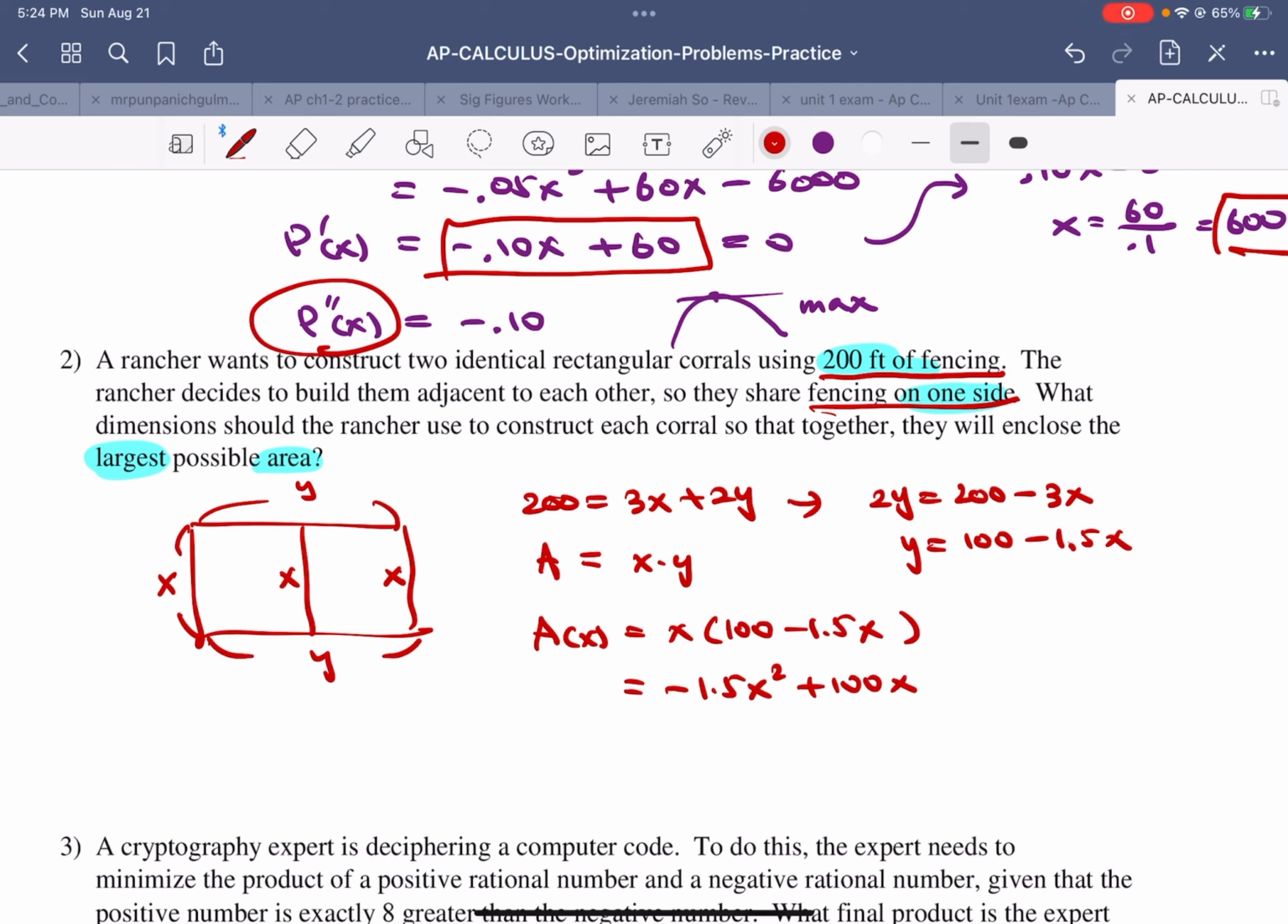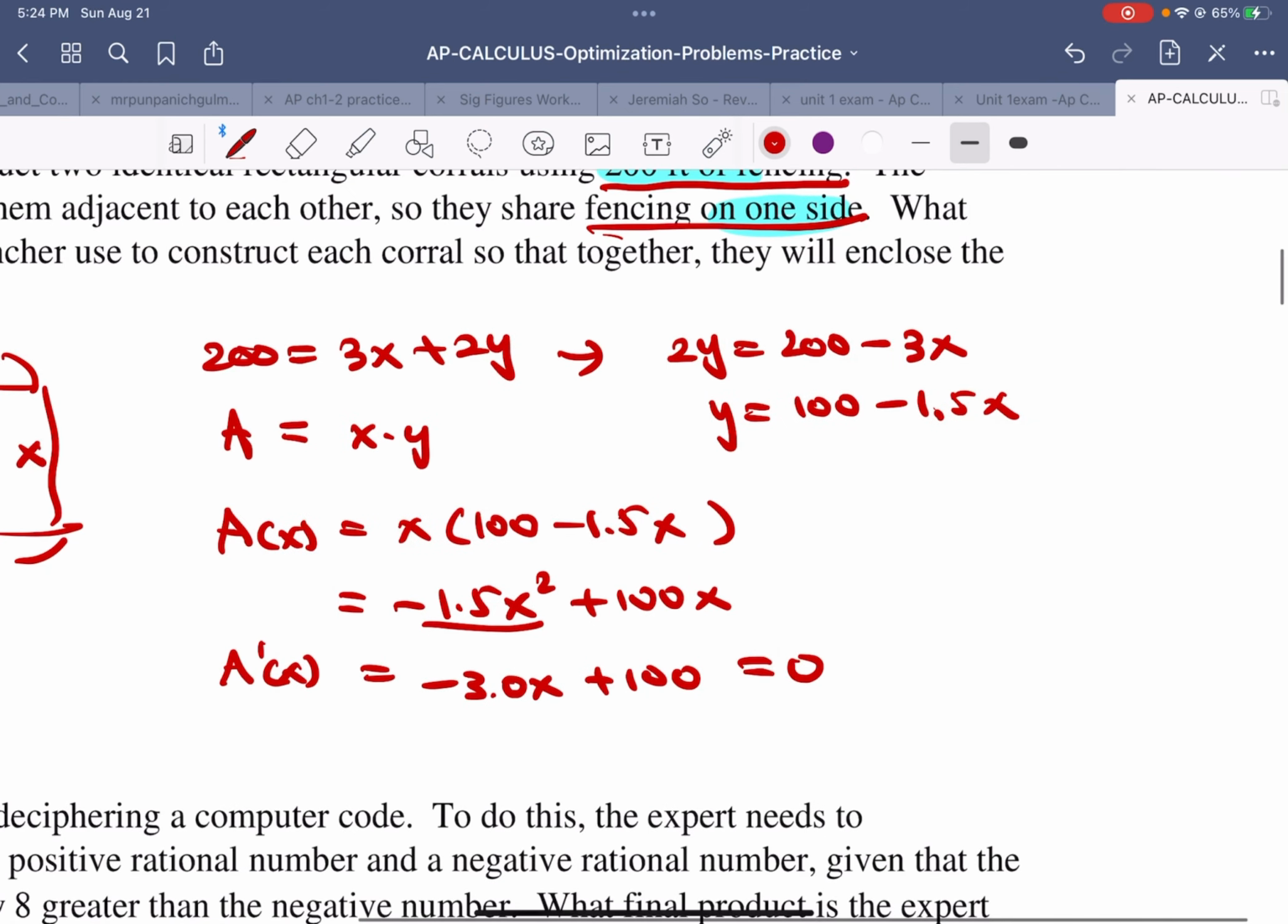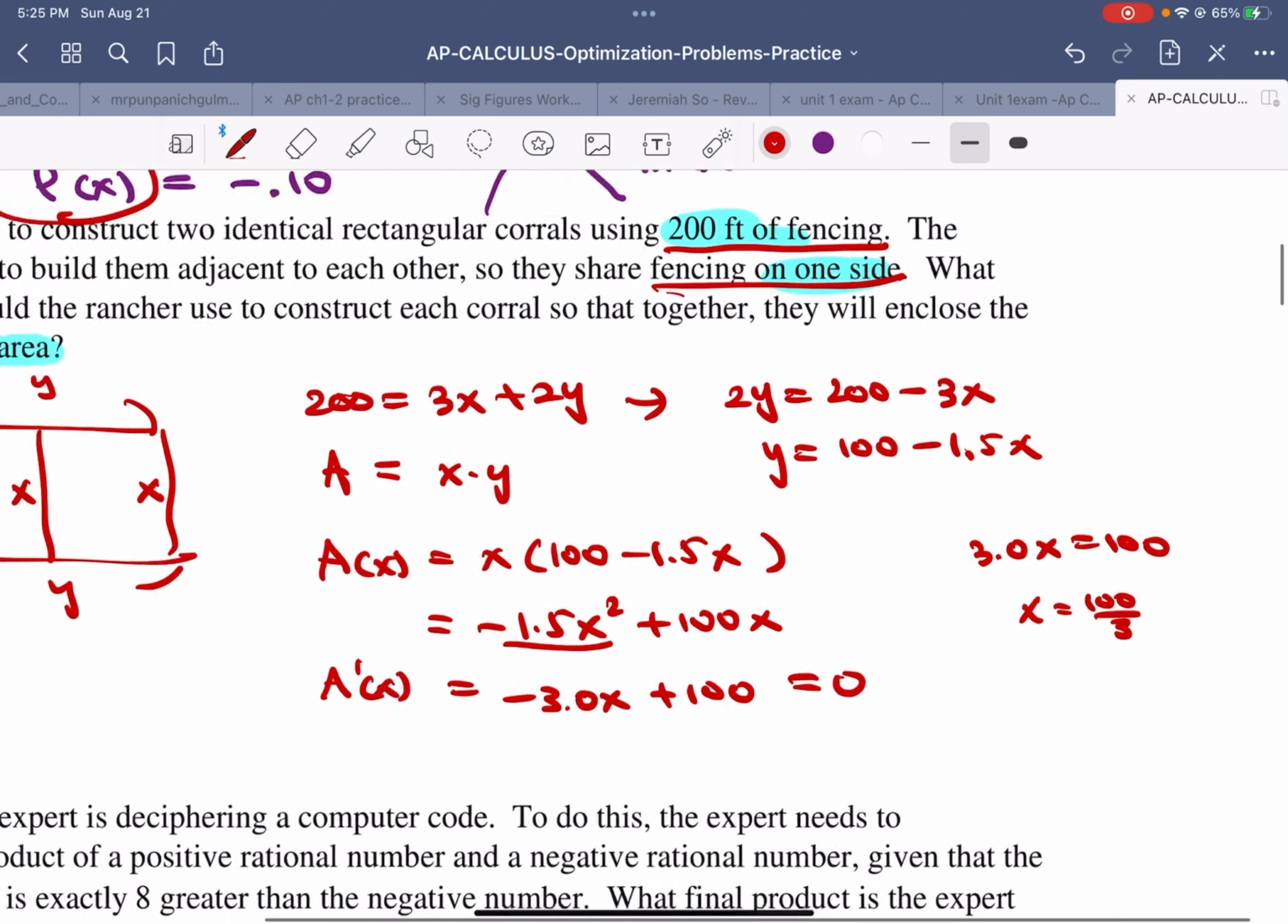So again, next procedure, always take a derivative in order to find the critical value. When you take a derivative, first term, negative 3.0x plus 100. And then you need to set it equal to 0 to find the critical value. So 3.0x equals 100. Okay, then x is 100 over 3, 100 over 3 feet.